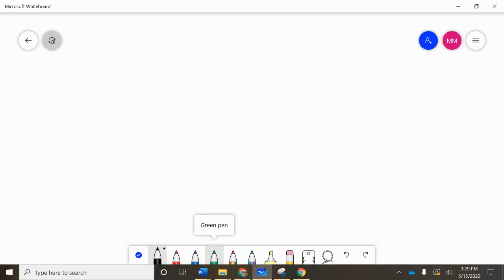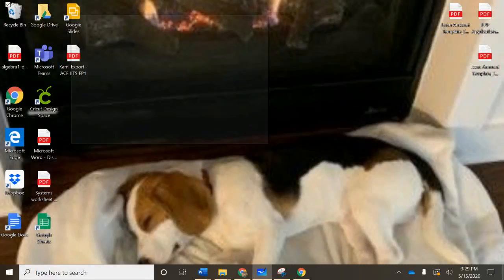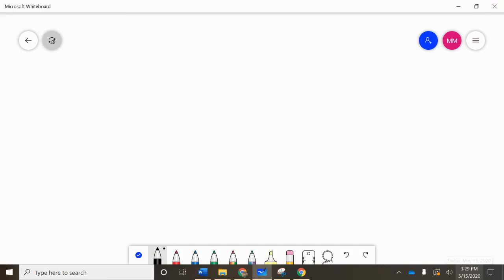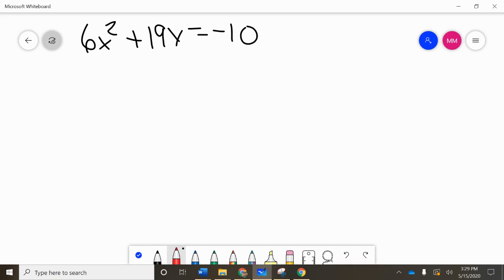Let's look at another example to make sure that we understand how to do this. So here is our equation for this example: 6x squared plus 19x equals a negative 10. Again, my leading coefficient is not a perfect square, so I'm not going to be able to find C. So to begin, I'm going to multiply everything by 6 because I know 6 times 6 will then be a perfect square.